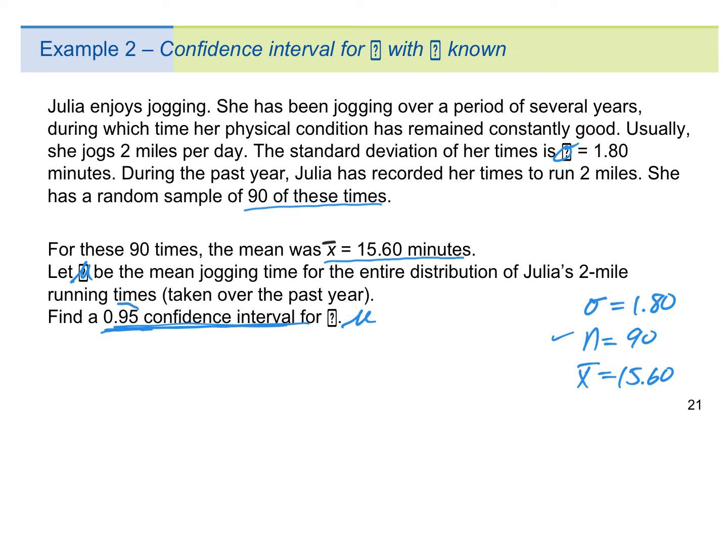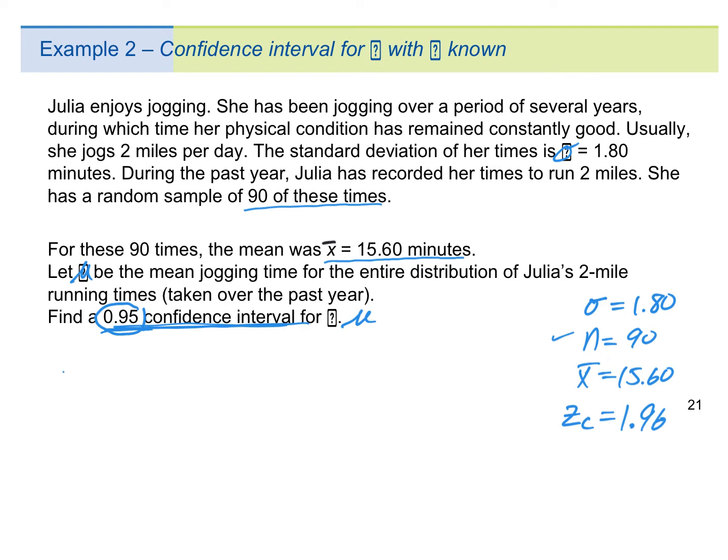Now let's talk about our 95%. Our critical value for 95% is 1.96. So 95% is 1.96, our critical value. I was thinking of 98, which is 2.33. Okay, so here we go.